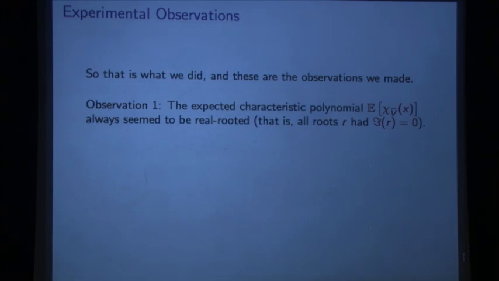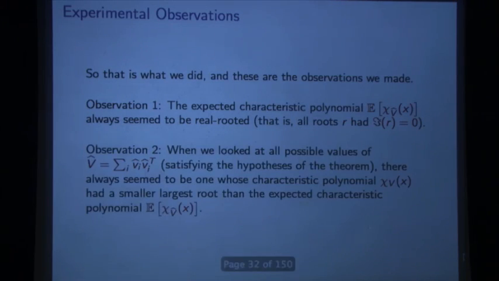The first observation was about the expected characteristic polynomial. I take all of the possible ways of choosing my vectors, there's 2 to the m of them. I take each one, form the characteristic polynomial, and take the expected value of it. They always seem to be real rooted. This was just an observation.